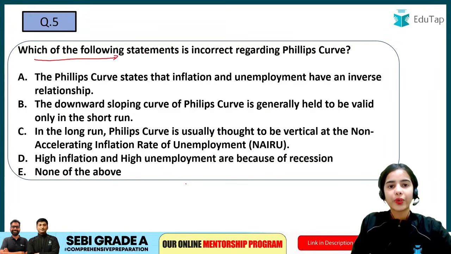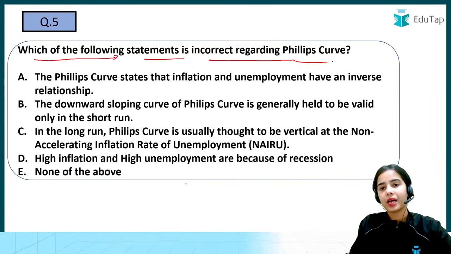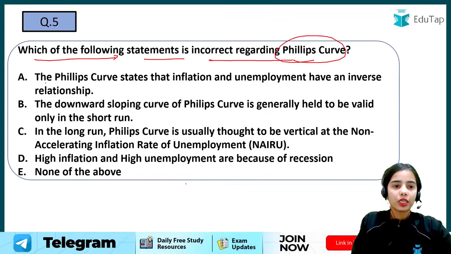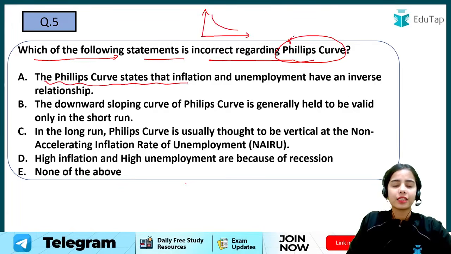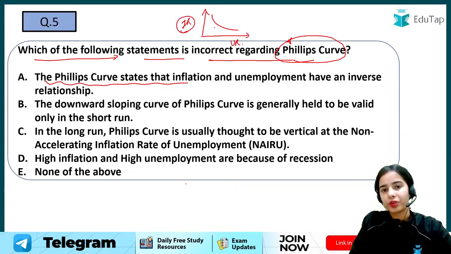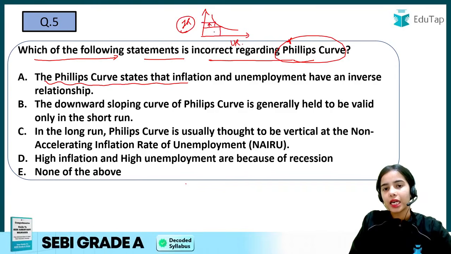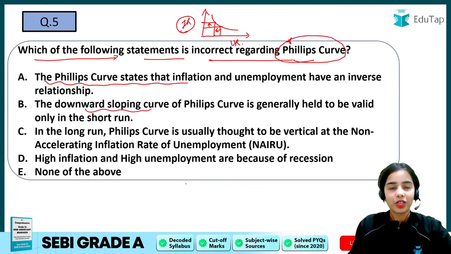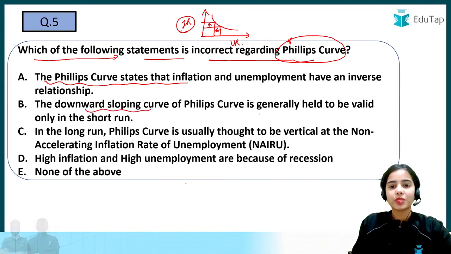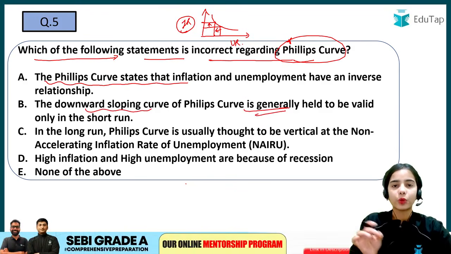Now, which of the following statements is incorrect regarding the Phillips curve? The Phillips curve states that inflation and unemployment have an inverse relationship. Usually it is said that the Phillips curve shows the inverse relationship between inflation rate and unemployment rate. If the inflation rate is increasing, the unemployment rate is decreasing. That is the short run Phillips curve, or the downward sloping Phillips curve. The downward sloping Phillips curve is generally held to be valid only in the short run.